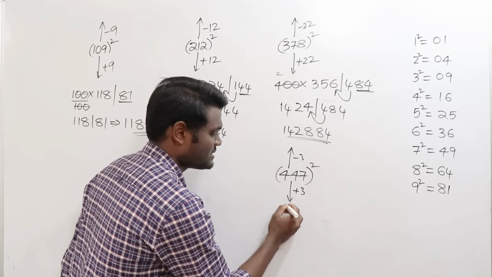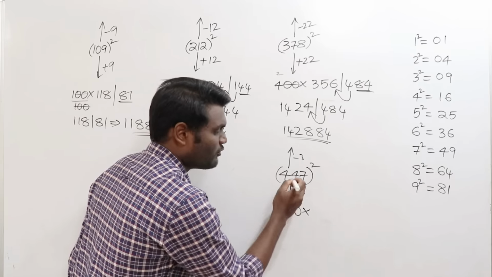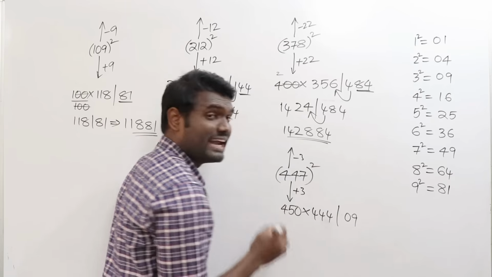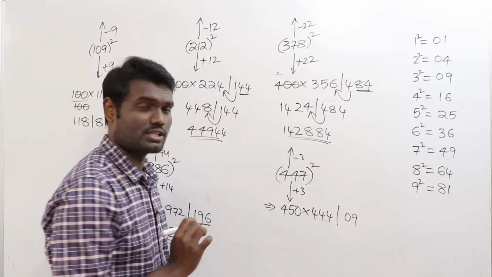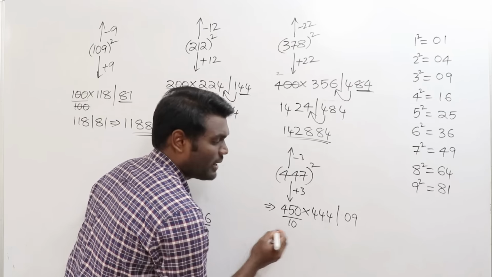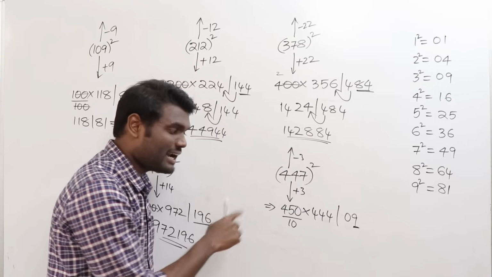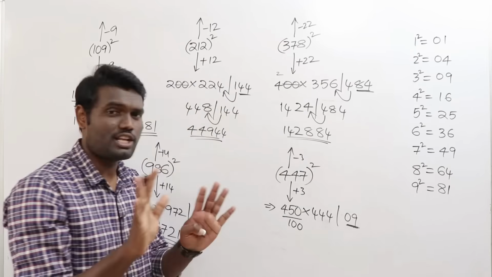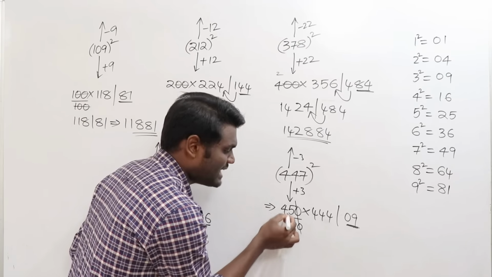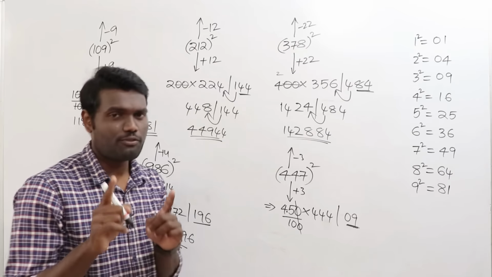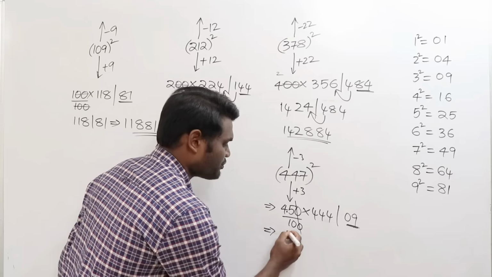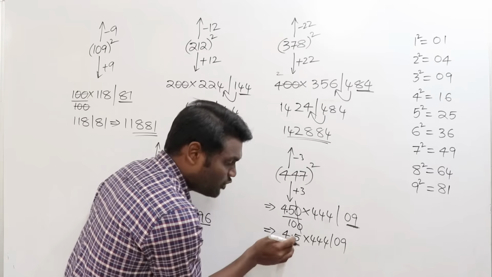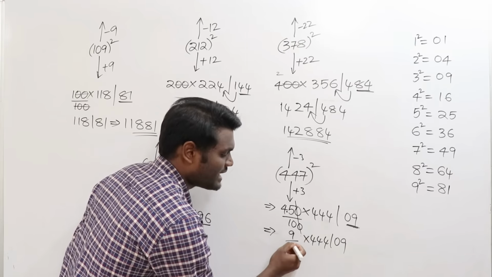447 plus 3 is going to be 450 into 447 minus 3, which is 444. 3 square is going to be 9. It's like 09. Why? Because we are always supposed to write two digits. Okay, now if I divide by 10, I can write only one digit. If I divide by 100, I can write both the digits. So I will divide by 100. As I am dividing by 100, I will write both the digits. Okay, there is no carry here. Now if I divide by 100, 450 changes to 4.5, right? So it is going to be 4.5 into 44409. Now 4.5, you can say as 9/2, right?